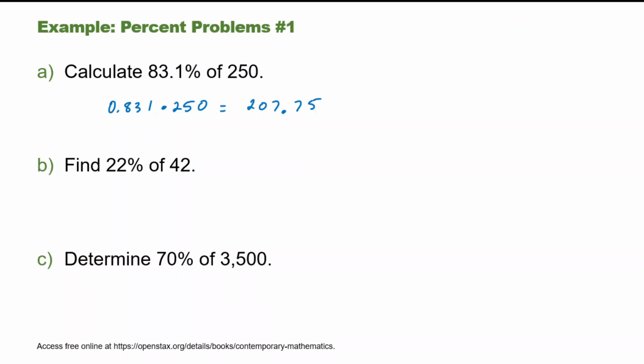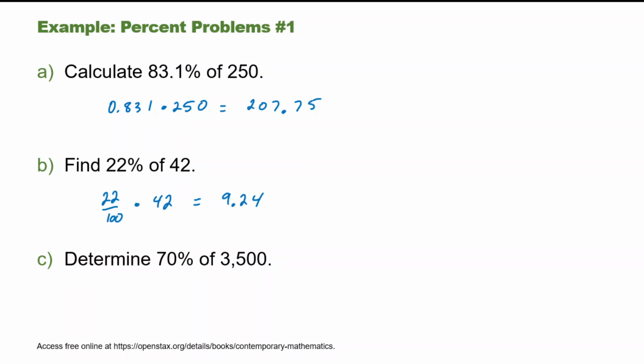Part B, find 22% of 42. So once again, we find ourselves trying to find the part, where we have the percentage and the total. 22% and 42 is the total. So to calculate the part, we'll take 22 divided by 100 times 42. I'm just going to leave that exactly like it is. 22 divided by 100 times 42 is equal to 9.24. And so that is 22% of 42.